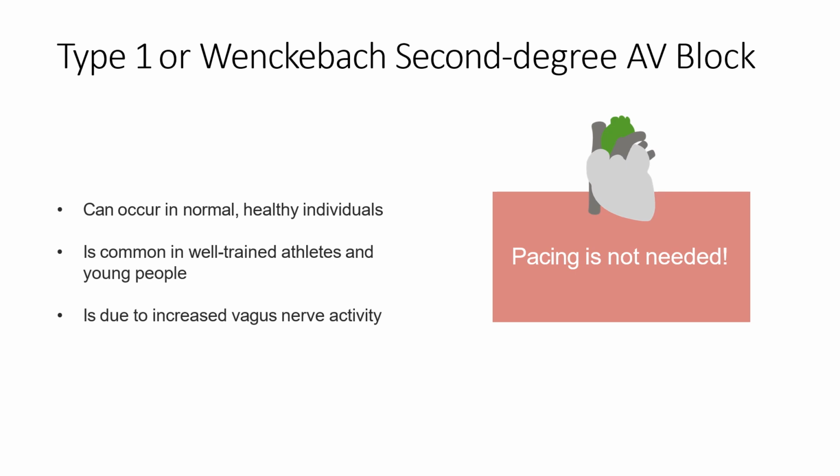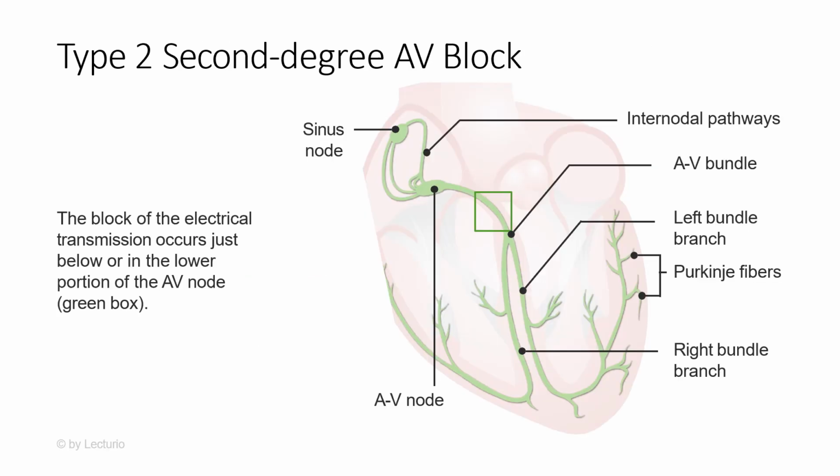Type 1 can occur in normal or healthy individuals, and is common with well-trained athletes and young people due to increased vagus activity. Pacing is not needed in type 1, the Wenckebach phenomenon. Then in type 2, the block of the electrical transmission occurs below or in the lower portion of the AV node.